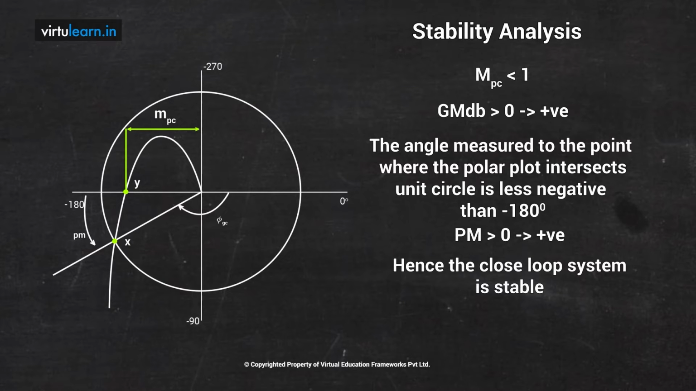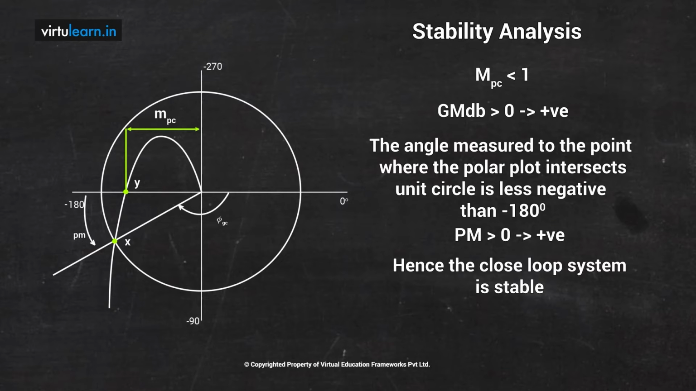The other way, when you look at the point on the unit circle where my polar plot intersects, I know the magnitude is 1 and the phase angle is phi gc. How do we measure the phase angle? When you draw a line from the origin through this point, we can measure this angle in two ways. One is in the positive, anti-clockwise direction, the other is in the clockwise direction. When you take the clockwise direction, you take the angles as negative, and when you take the anti-clockwise direction, you take angles as positive. Here I am taking the clockwise direction, which is negative, and that angle is phi gc.